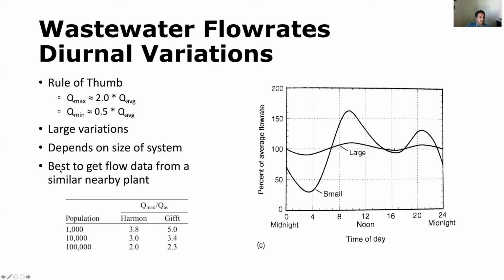The best approach to determine the peaking factor is to pay attention to local regulations and guidelines for design, or to get some flow data from a similar nearby plant that would have similar peaking characteristics. And you can see here some data from 2 studies that show for larger populations, you have smaller peaking factors. For smaller populations, you have larger peaking factors.